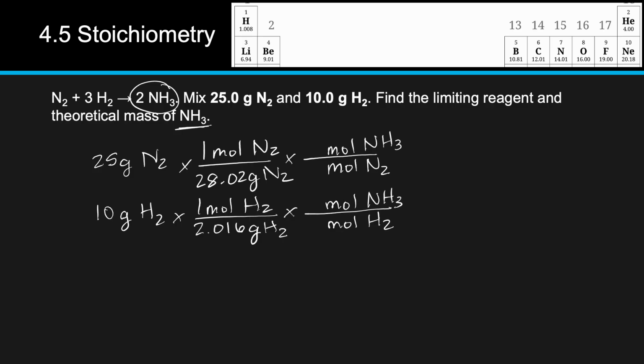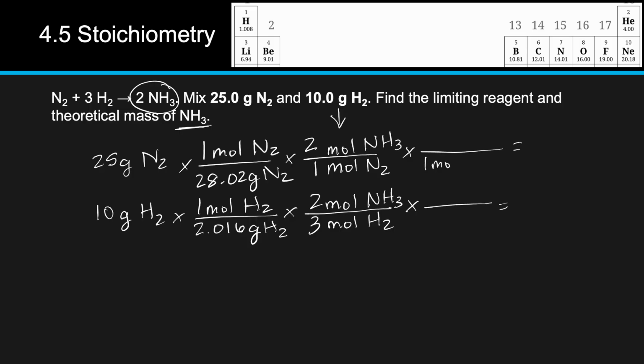Now, if it was just asking you for the limiting reactant, you could stop here and get the number and then figure out whichever one produced the smaller number. However, because it's asking for theoretical yield, I'm just going to solve both of these to the mass so that I don't have to recalculate later on. So, mole ratio, 2 moles of NH3, 3 moles of H2, and 1 mole of N2. That's all from the balanced chemical equation. And then I'm going to go ahead and solve for mass.